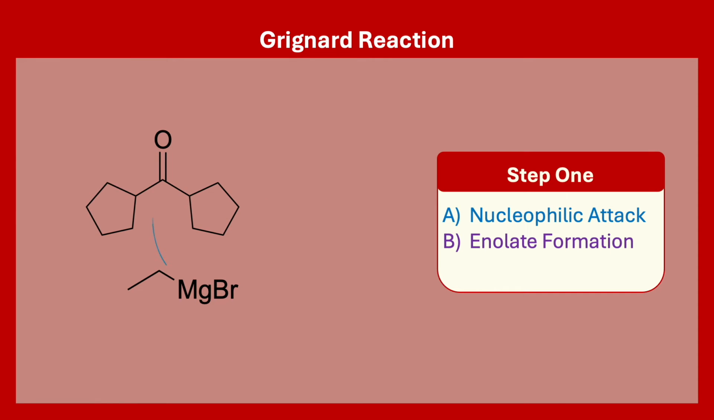The first step of the Grignard reaction is the attack with the carbon of the Grignard. This can either occur as the nucleophilic attack at the ketone, or deprotonation at the alpha carbon to form the enolate.